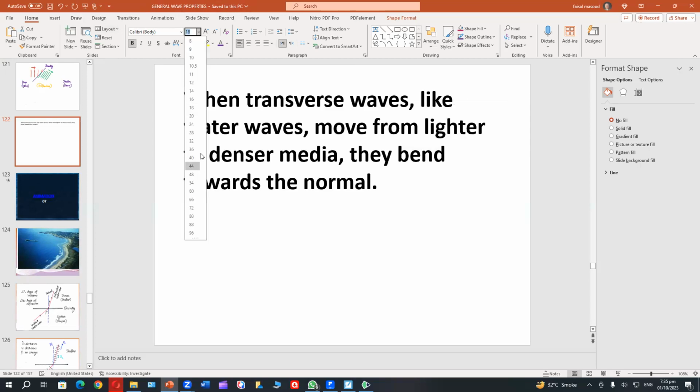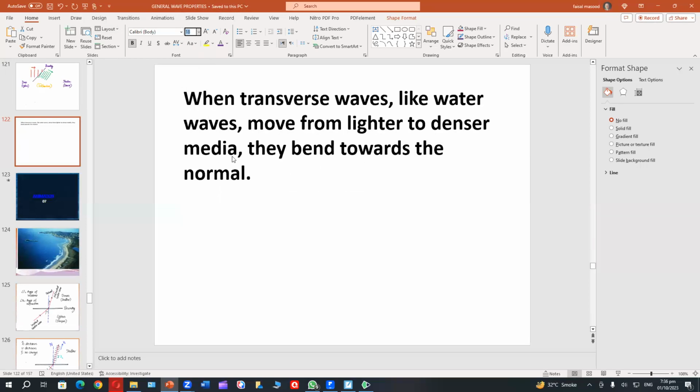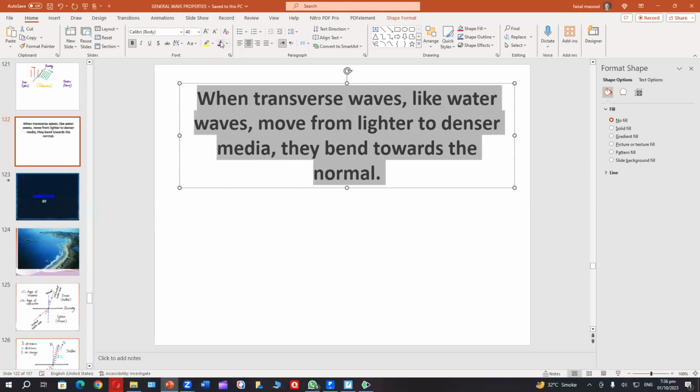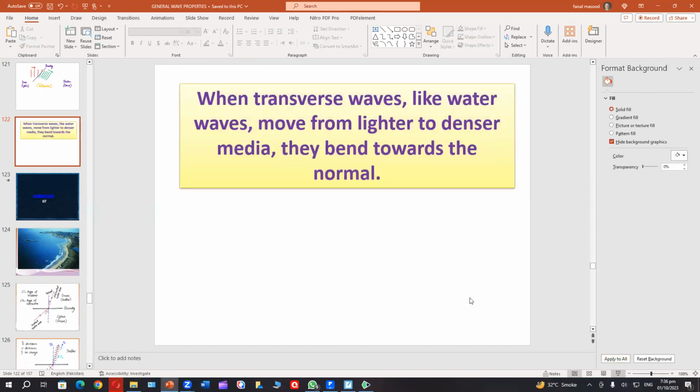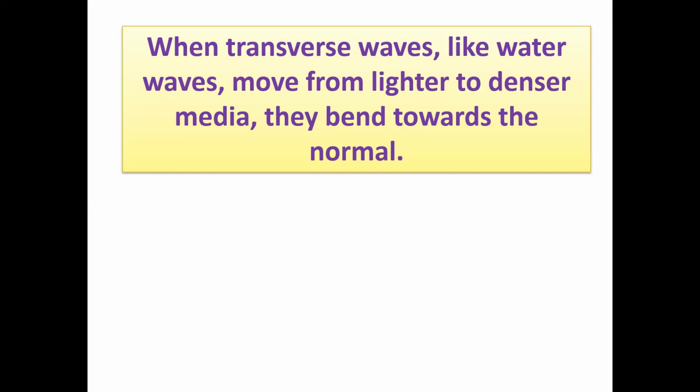Here, lighter to denser means, in our chapter presently, water waves in deep water are in the lighter medium. A swimming pool is deep from one side, and lakes are also like that. So deep water is the lighter medium, and shallow water is the denser medium. You have to copy this screen.